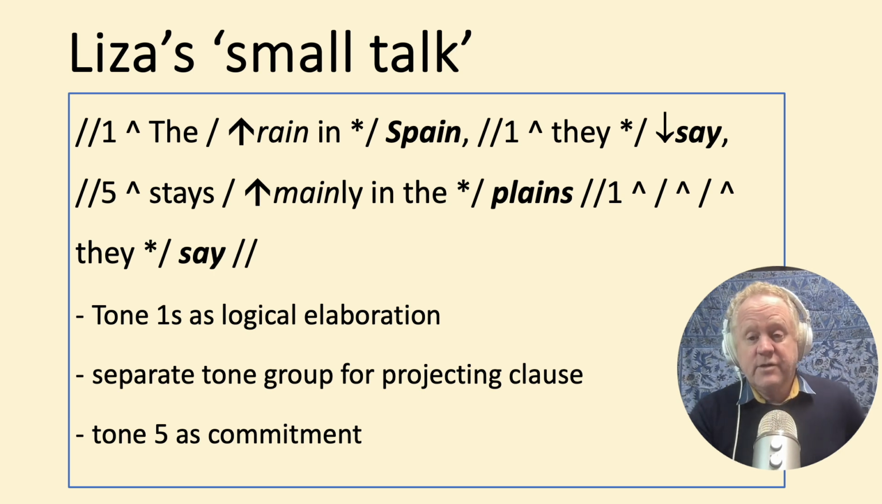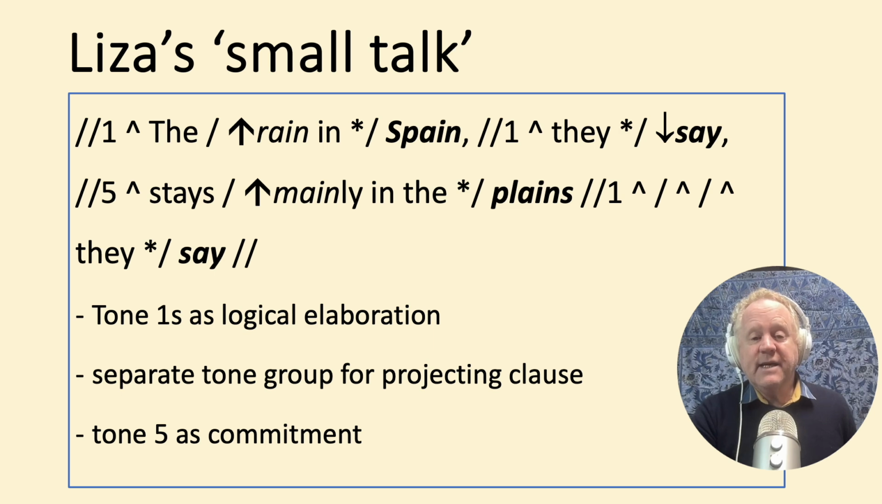Liza assigns two tone ones in sequence to the projecting clause and the beginning of the projected clause. "The rain in Spain, they say," which construes a logical relationship of elaboration between these first two tone groups. The projecting clause is presented via this sequence of tone choices as being an elaboration of, or a bit more background information on, the main clause that she has started.